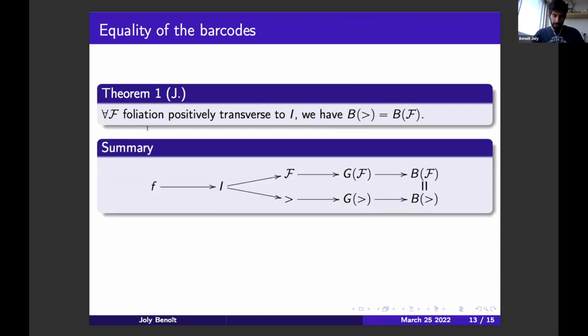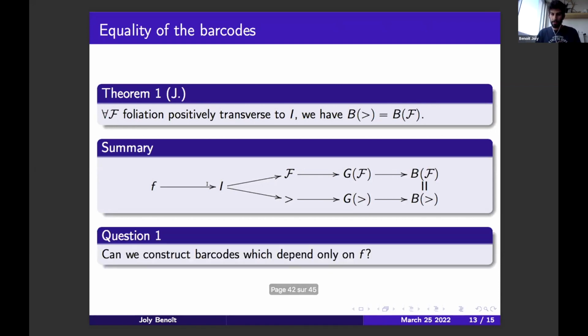So the main problem is that if I consider a Hamiltonian homeomorphism, I need to fix a maximal isotopy, and for every maximal isotopy, I can construct barcodes. But the natural question is, can we construct barcodes which depend only on F, without considering an isotopy?